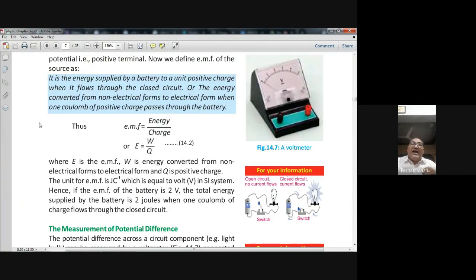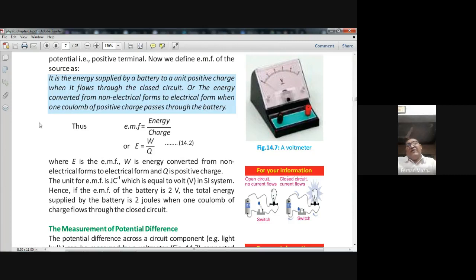So the amount of chemical potential energy converted into electric energy when unit charge flows through a battery, that is called the EMF of that battery. It is the energy supplied by a battery to a unit positive charge when it flows through the closed circuit. So the energy which the battery provides to the unit positive charge to make it flow through the circuit, that is called EMF. Or the energy converted from non-electric forms to electric form when 1 coulomb of positive charge passes through the battery.